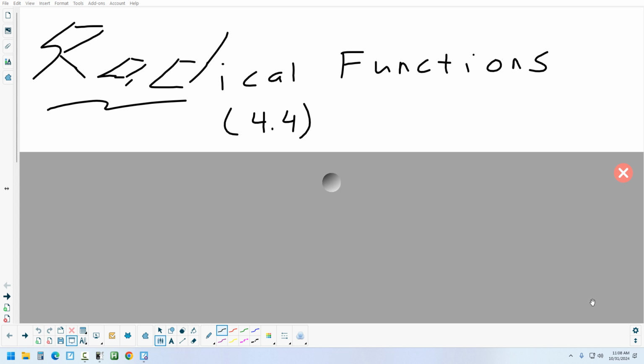So the last type of function that we're going to look at in this section is radical functions. And notice what I did here: they are radical functions. And if I was going to design a font called the rad font, that's what it would look like. So I used it because radical begins with rad.